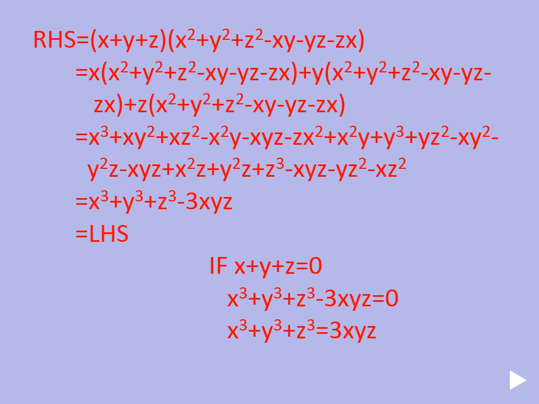So what are the terms remaining there? x cube plus y cube plus z cube minus 3xyz. That is our LHS. You cross check each and every term, you can verify that one. You can see that each term will get cancelled. So what are the terms remaining here? x cube plus y cube plus z cube minus 3xyz. So what is the identity now for us? x cube plus y cube plus z cube minus 3xyz equal to x plus y plus z into x square plus y square plus z square minus xy minus yz minus zx.